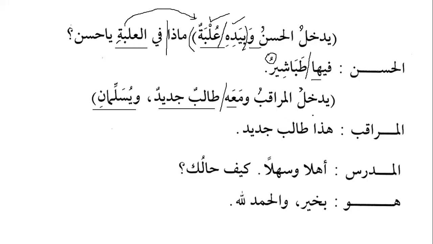Hada talibun jadidun. Again, we have a nominal sentence. Hada is mubtada and talibun jadidun is khabar. Talibun is basically khabar and jadidun is the adjective that we have used for the student. Hada talibun, student. This is a new student. Ahlan wa sahlan. Okay, here, is there anything that has been dropped? Is there anything that is mahdhuf?